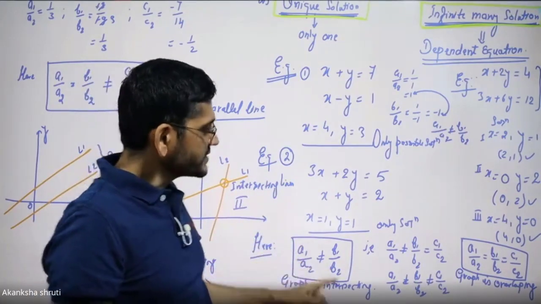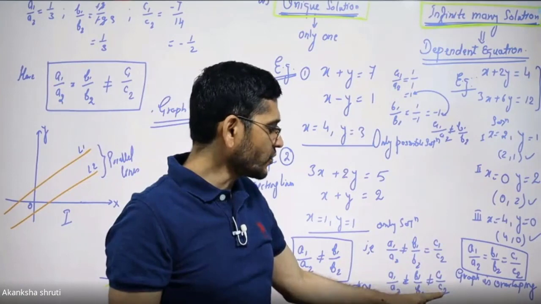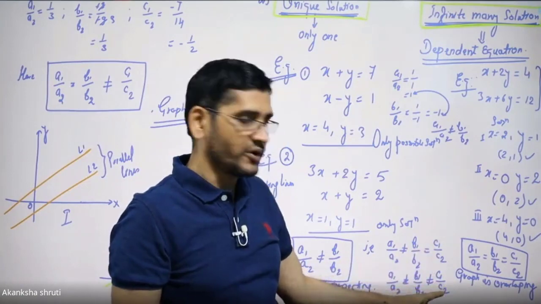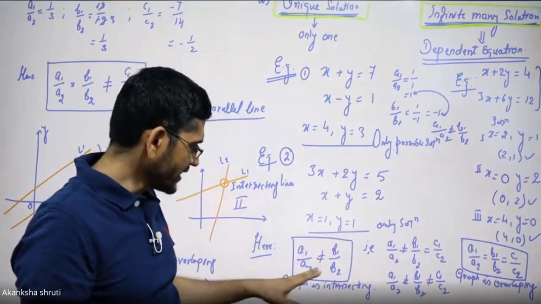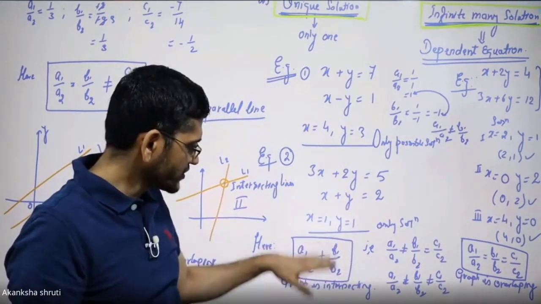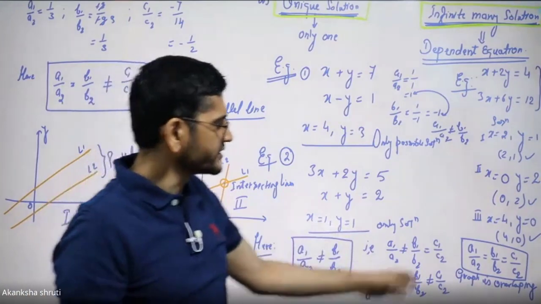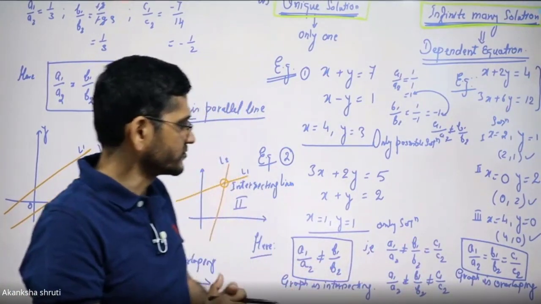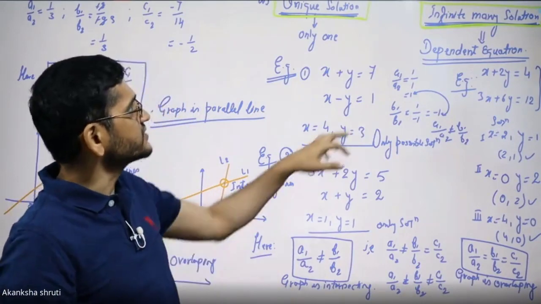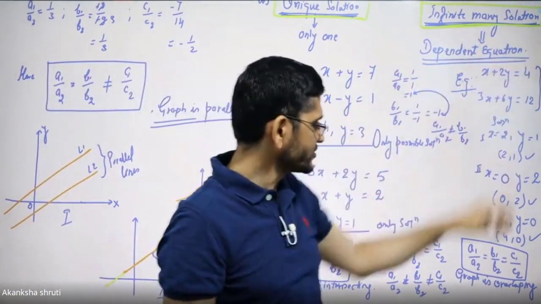But this may or may not be equal to the ratio of constant term. Keep in mind, only check this part, whether a1 by a2 is equals to b1 by b2. Forget whether this is equals to c1 by c2 or not equals to c1 by c2. It is this one, the third situation, where infinite many solution.